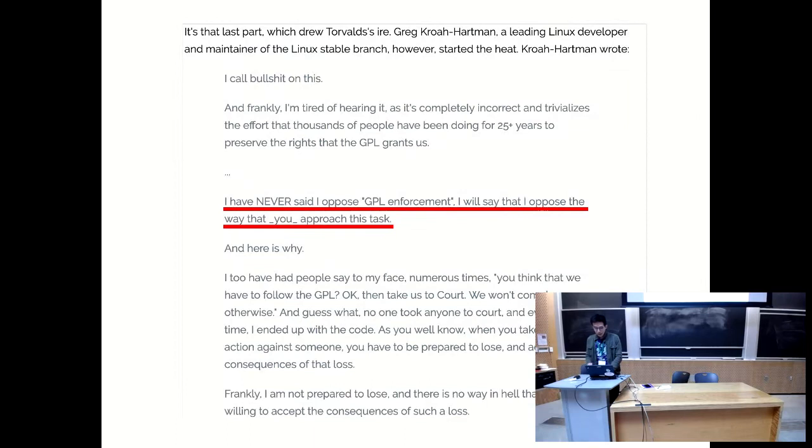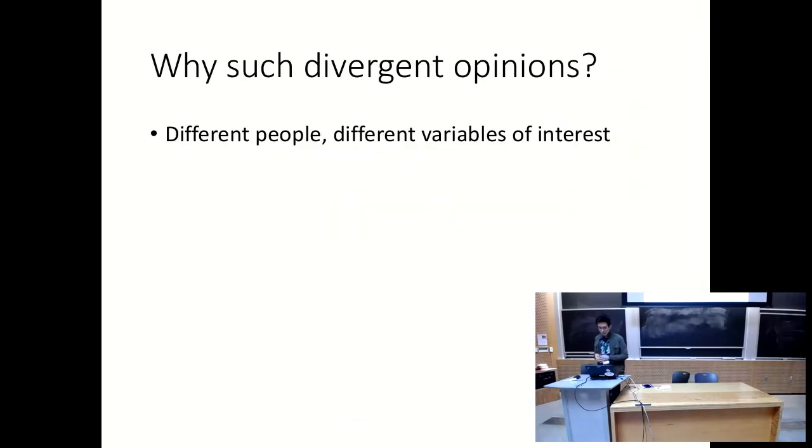Frankly, I'm not prepared to lose, and there's no way in hell that I'm willing to accept the consequences of such a loss. So you can see where both sides are coming from in this debate. And this got me thinking, why are there such divergent opinions? We all agree upon the four freedoms, and that GPL is a strategy to enforce those four freedoms.